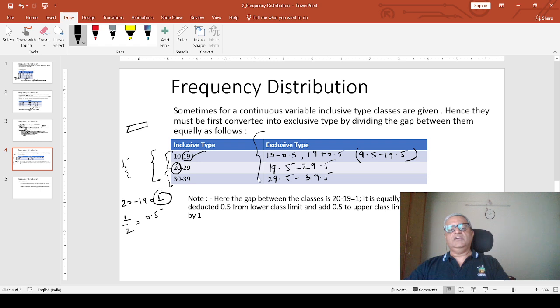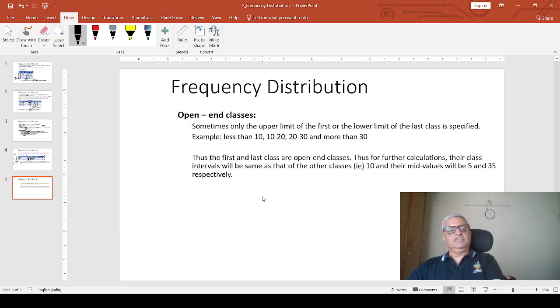And this is how I convert my inclusive type classes to exclusive type classes. And immediately you can see there is no gap, right? There is no gap here. See, no gap. 29.5, 29.5 here. And this is how I convert my inclusive type class to exclusive type class.